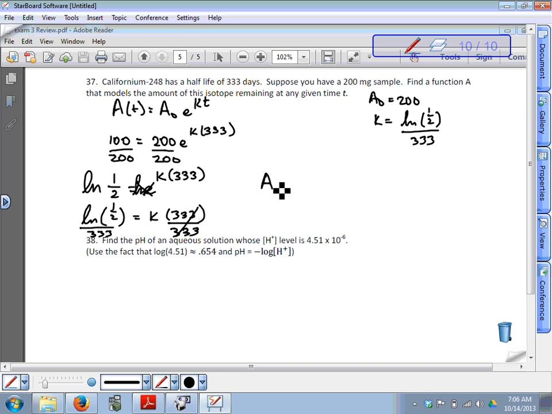So the function now becomes the amount at any given time t is equal to the initial count, or the initial mass, which is 200 milligrams, times e to the natural log of 1/2 or 333 times t.